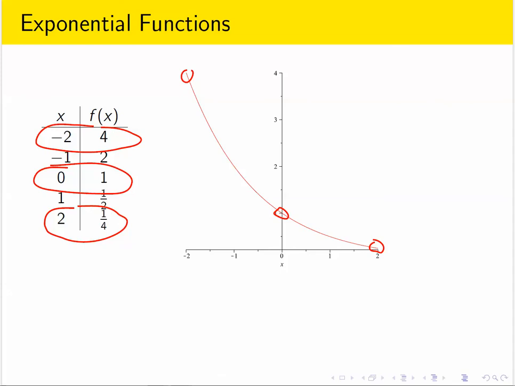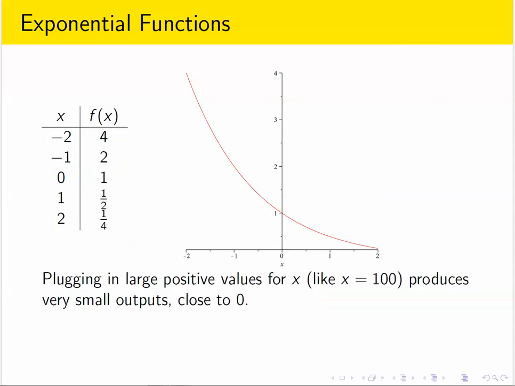So this graph's a little bit different than the one we looked at before. This time, when we plug in large positive values, we get small outputs, as seen over here.